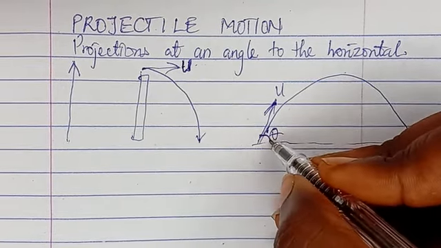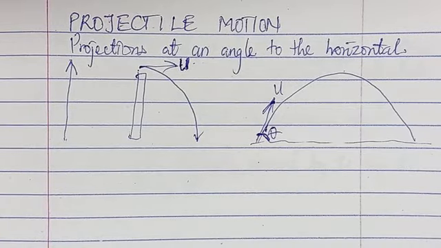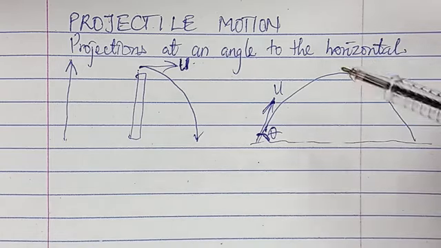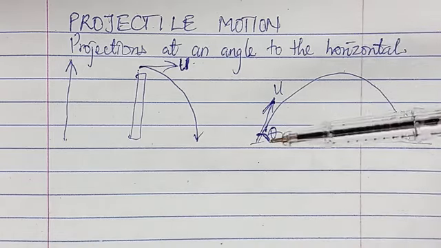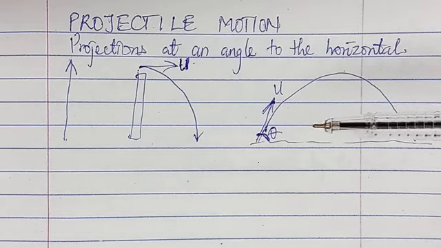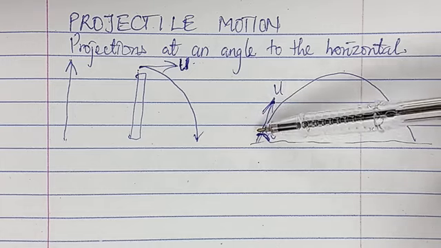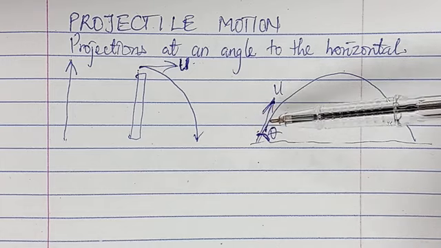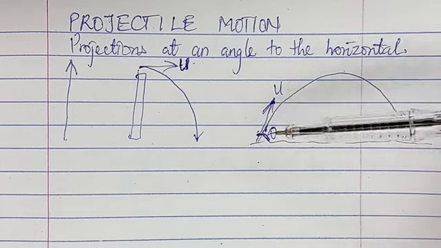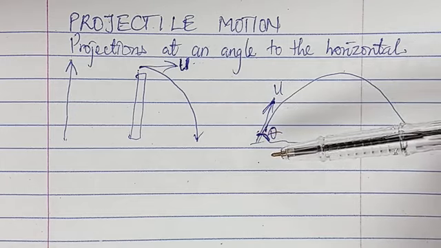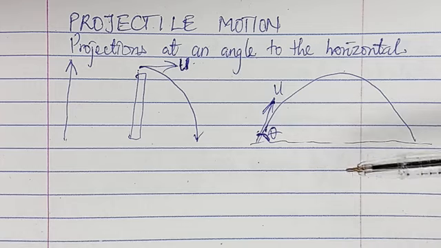So in this case, we now see that we have an angle. And that is what we'll be looking at in this video. We'll now be looking at projections at an angle to the horizontal. And in case you were given the angle to the vertical, all you do is 90 minus that angle to the vertical, because what we work with is angles to the horizontal.